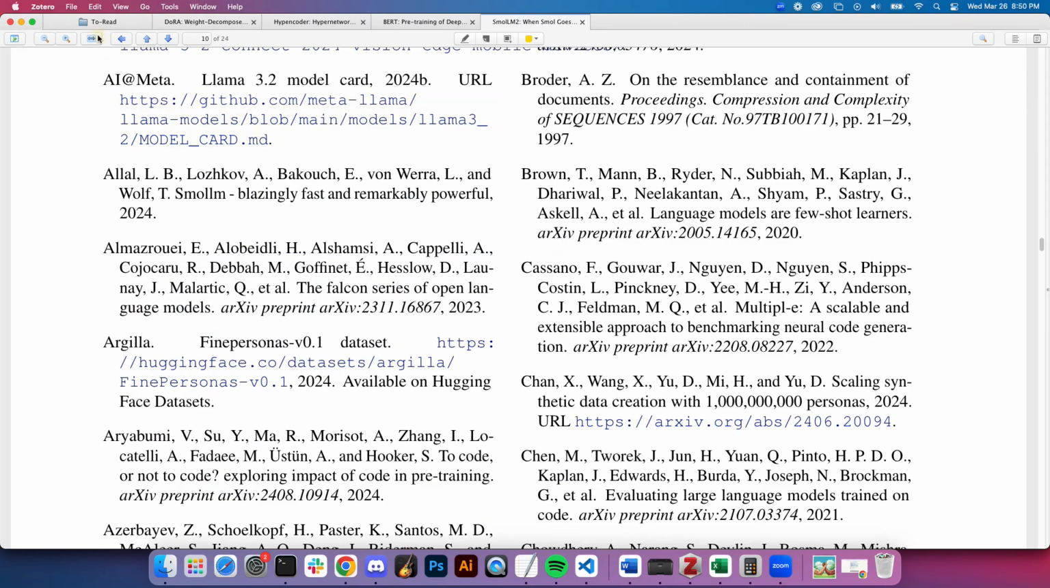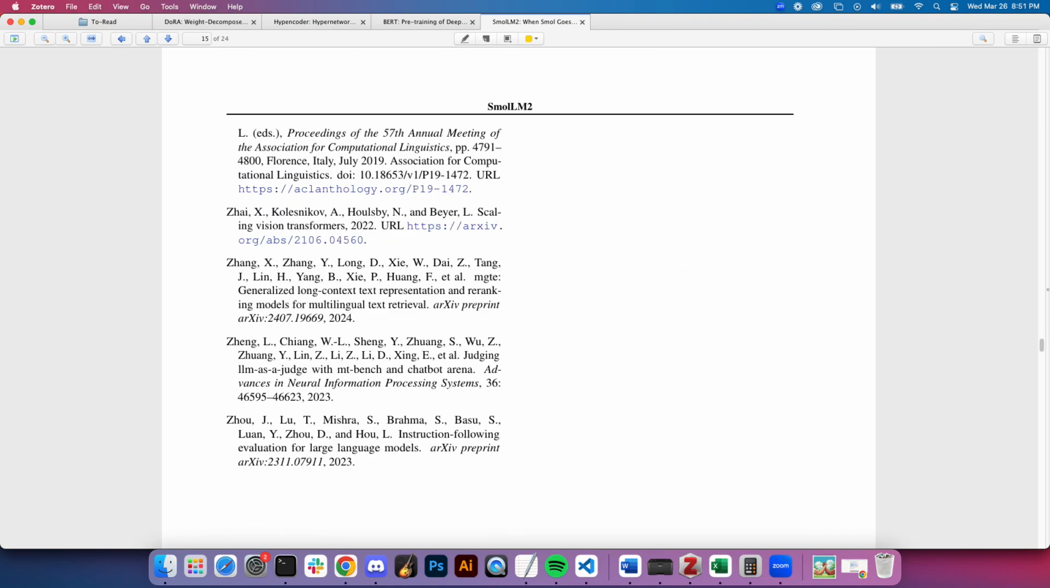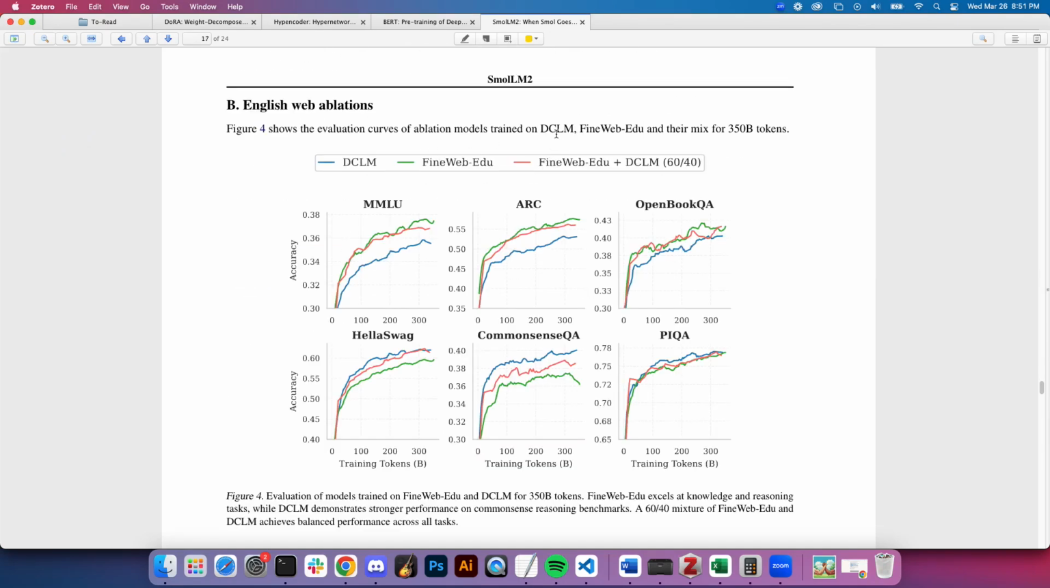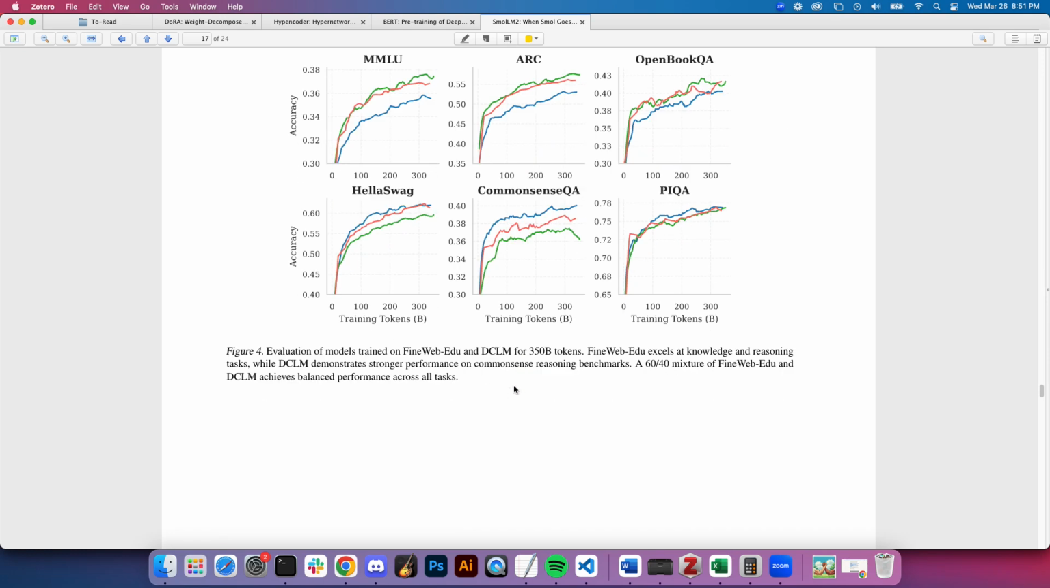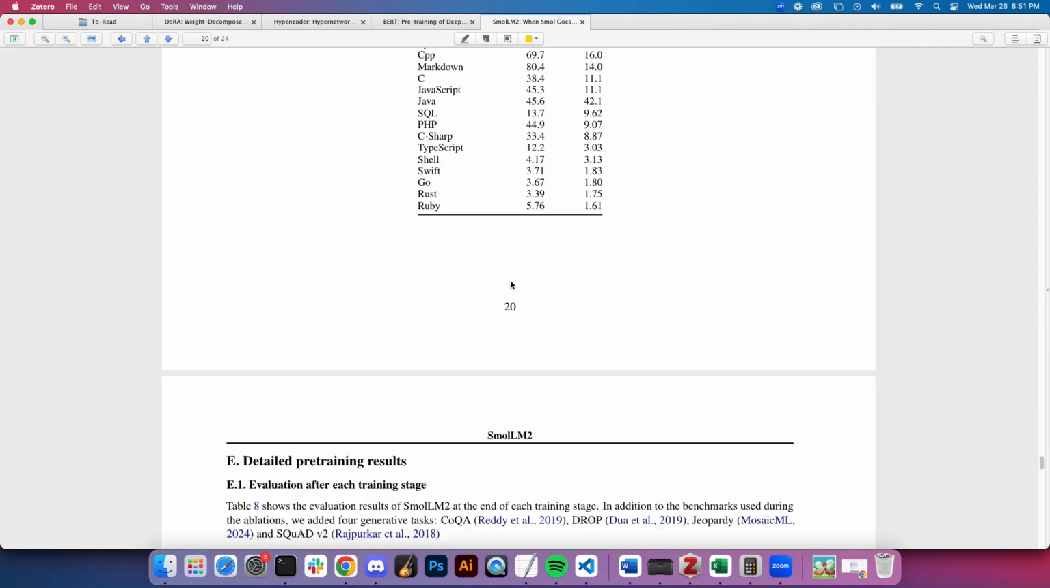We can take a quick peek at the appendix. I don't think I'm going to go into it in too much detail. We already saw some of these things. Evaluation curves of ablation models trained on DCLM, FineWeb EDU, and their mix for 350 billion tokens. And here's the 60-40 split in red. And it clears DCLM in some of them. It clears FineWeb EDU in some of them. Here are the FineMath ablation models trained on OWM and InfiMM WebMath. We saw some of these prompts. We saw this breakdown.